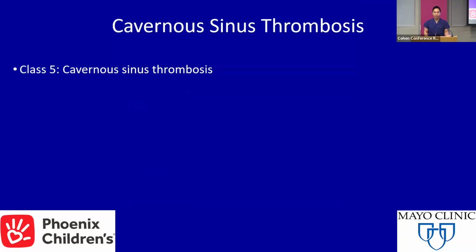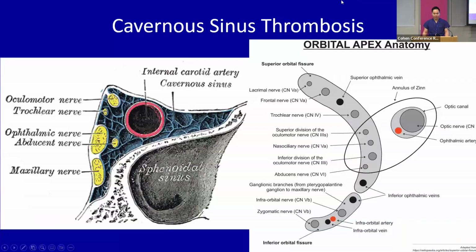And the last classification would be cavernous sinus thrombosis. As you know, the cavernous sinus has many structures within it, including the carotid artery, all the nerves to the eye for ocular movement, and the V1 and V2 distribution of the trigeminal.